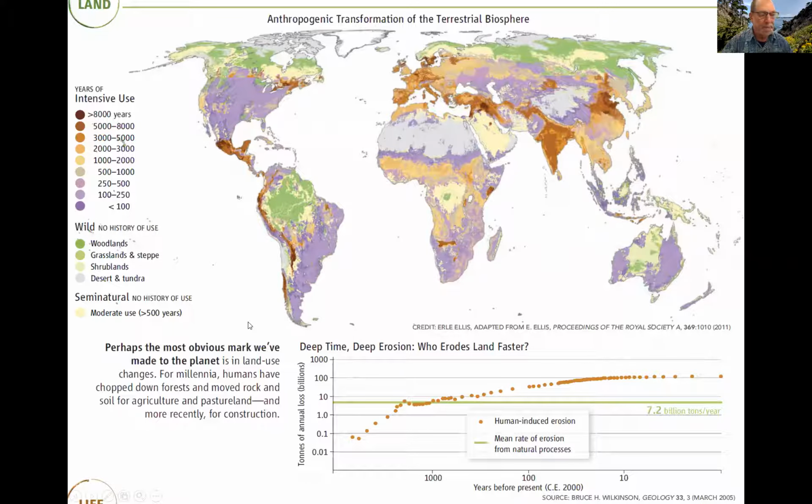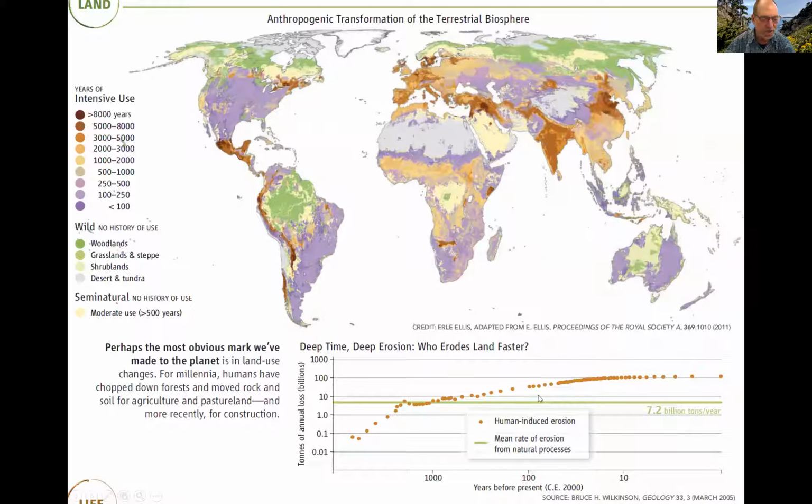And this is all expressed in terms of landscape changes. And so one measure of this is erosion. I know how the land physically is being removed, changed.